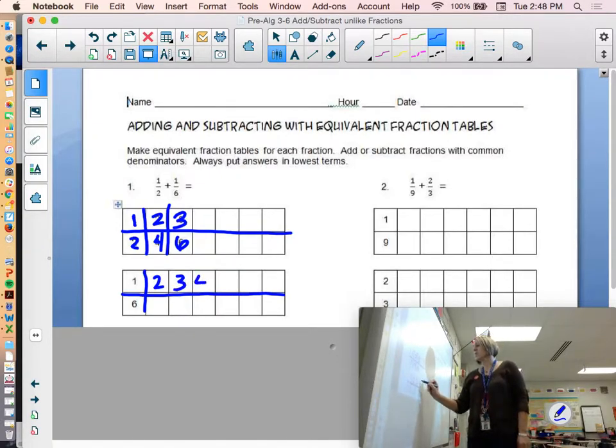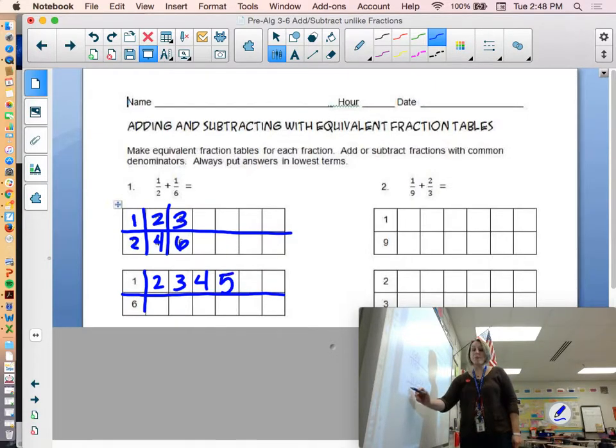1 times 4 would be 4. 1 times 5 would be 5. And then the bottom number would be going by sixes. 6, 12, 18. So you're skip counting, basically. Or you're also multiplying. So 6 times 2, 6 times 3, 6 times 4 would be 24.